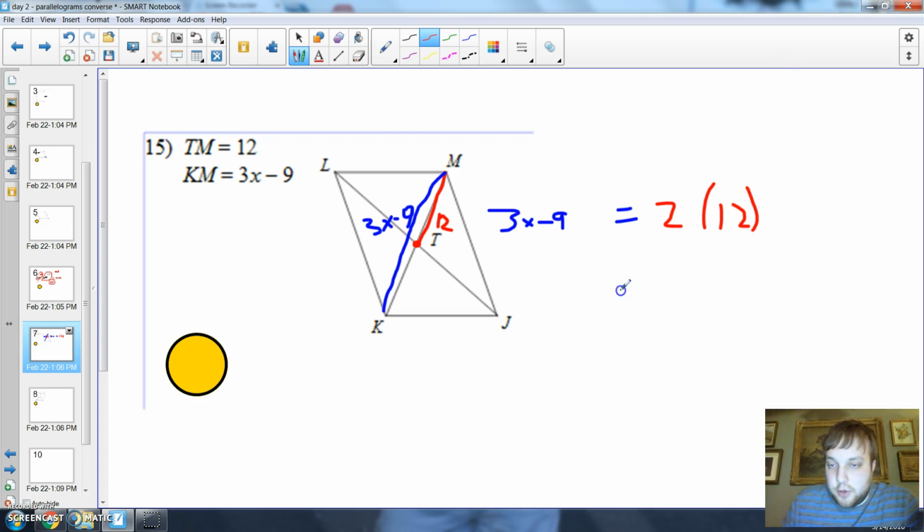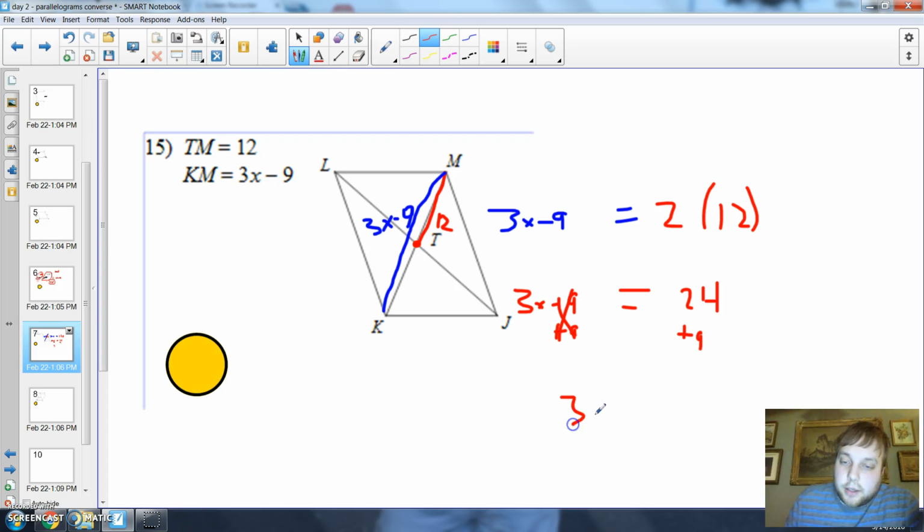Okay. So, I got 2 times 12, that's 24. So that means the distance of the whole long blue thing is 24. Does that make sense? That's 24. So what is x? Alright, well I'm going to add 9. Add 9.